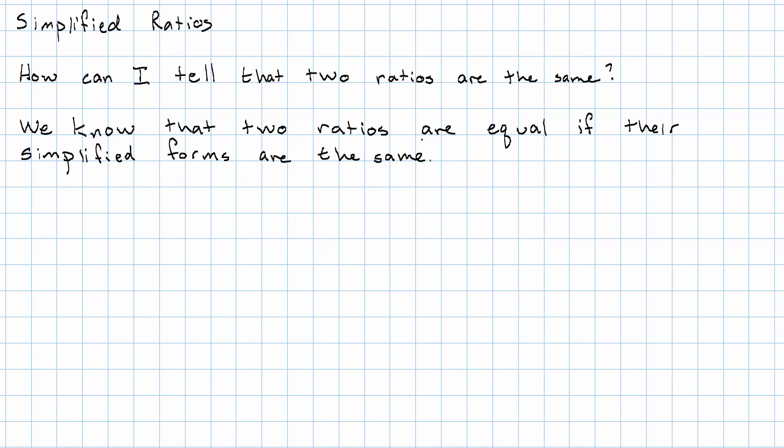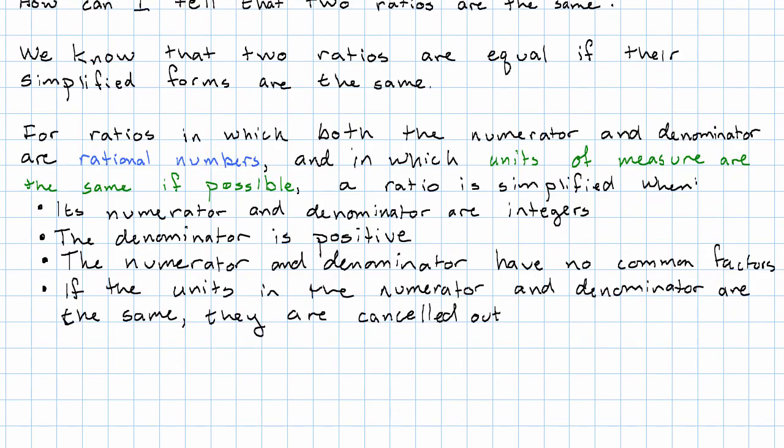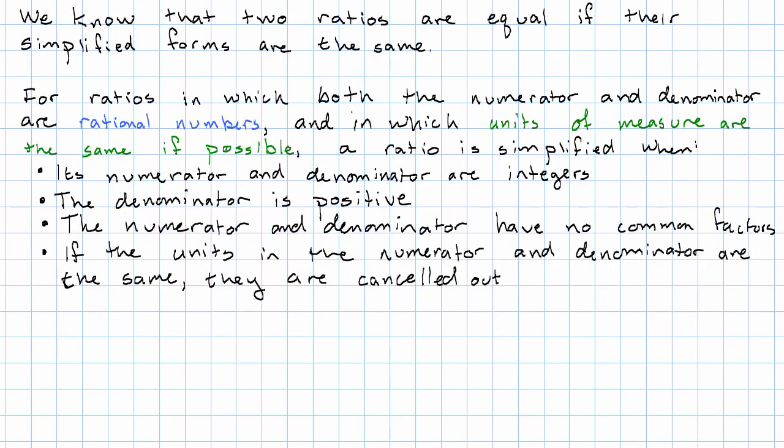What does it mean for a ratio, then, to be simplified? For ratios in which both the numerator and the denominator are rational numbers, and in which units of measure are the same if possible, a ratio is simplified when its numerator and denominator are both integers, the denominator is positive, they have no common factors, and the units, if they're the same, are canceled out.